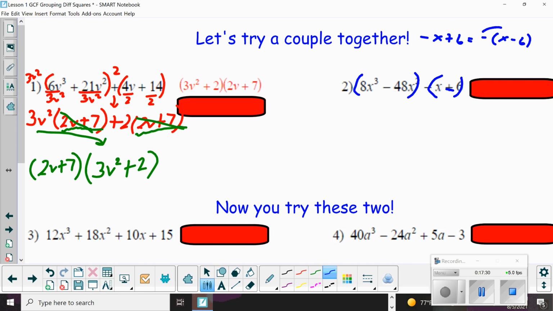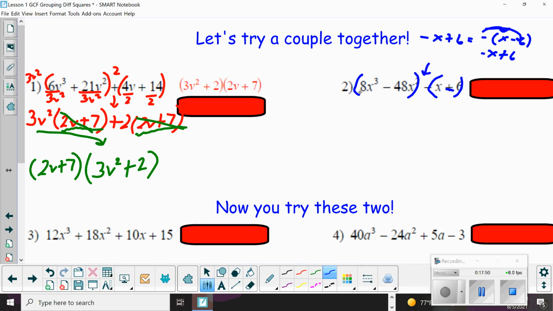Why? Because if I distribute that negative, I get negative x plus 6. So here you have to change that in here. Anytime you have a minus in the middle, you're going to have to change the signs. If it was plus, you make it minus. If it was minus, you make it plus.